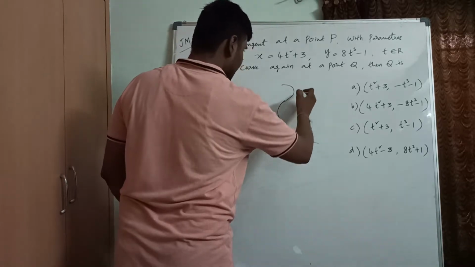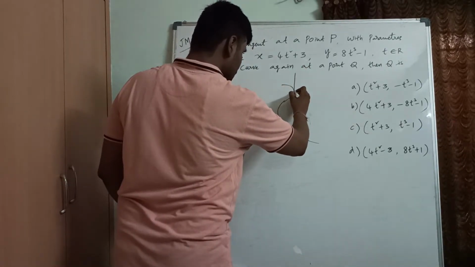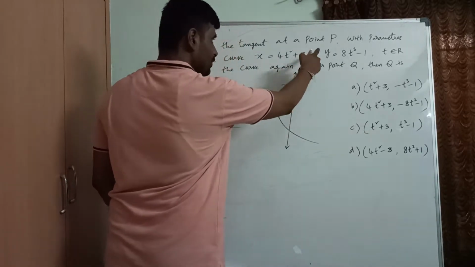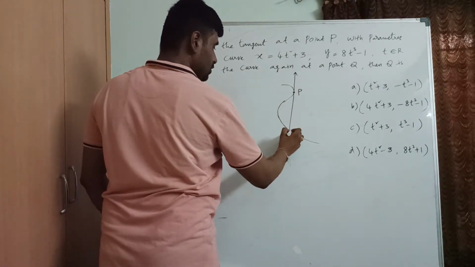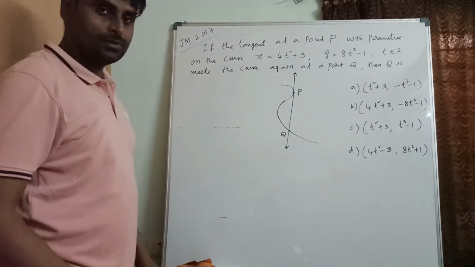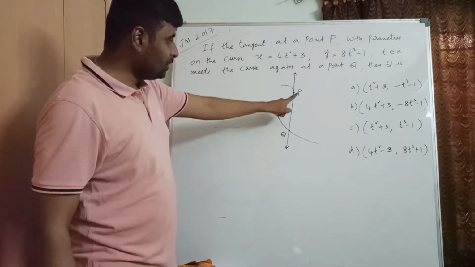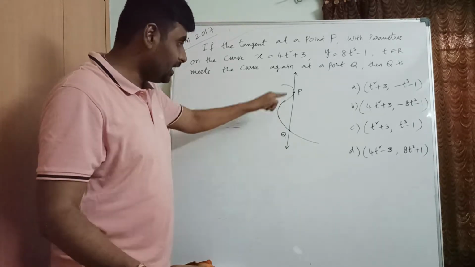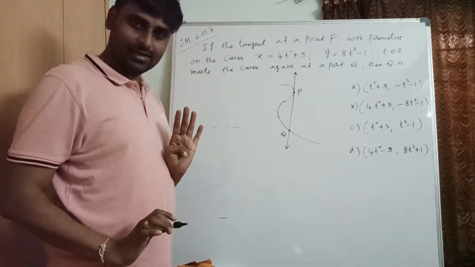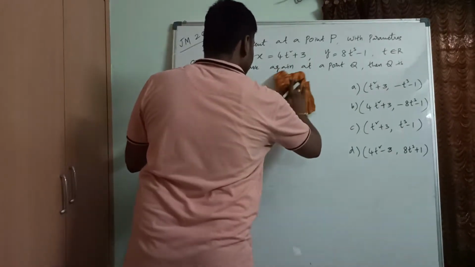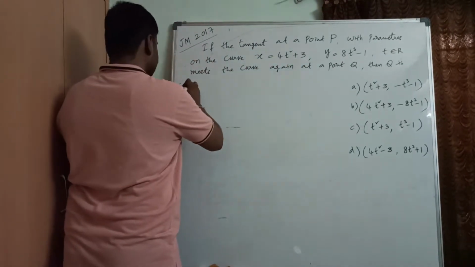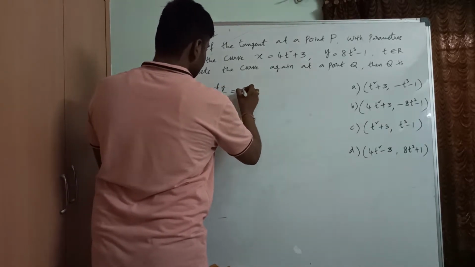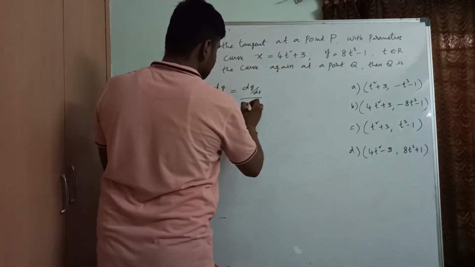Okay, so this is the curve. Imagine one tangent is going to cut at P, and this is also going to cut at another point Q. So this is the point we are finding. But by using one point, can't you find the equation of the tangent by making use of the slope? After that we can verify the options. Correct? So it's very easy. Now let us go for finding dy by dx first. So dy by dx equals dy by dt over dx by dt.